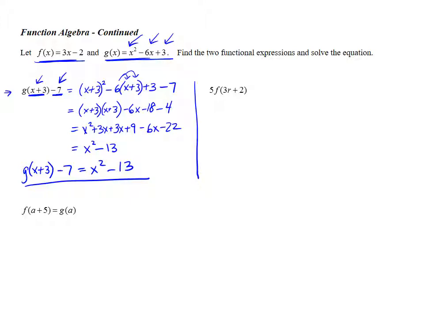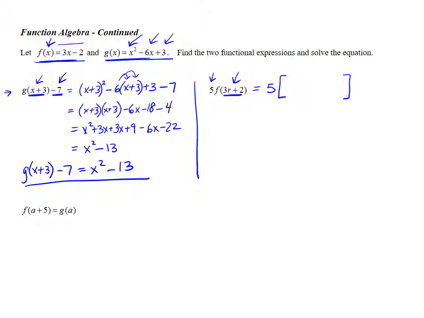Next example, 5 times f of 3r plus 2. The 3r plus 2 is inside the parentheses for the function f. So wherever we see x, which was our original input in this function, I'm going to put 3r plus 2. Now the 5 is outside of that, so that means the 5 is going to multiply whatever I get when I plug 3r plus 2 into the function.